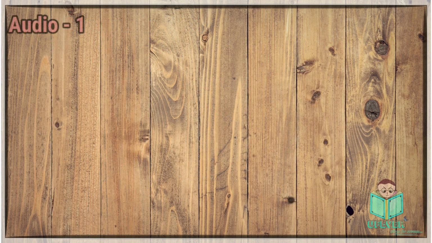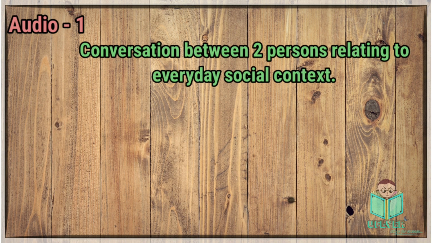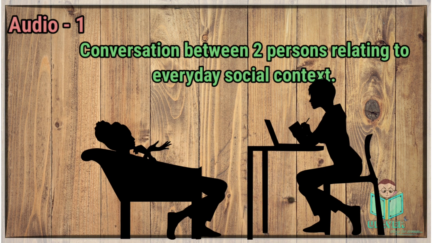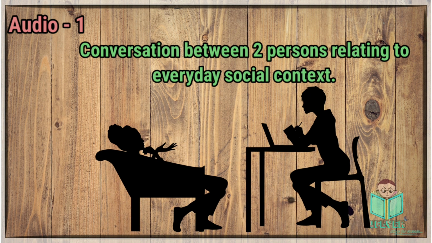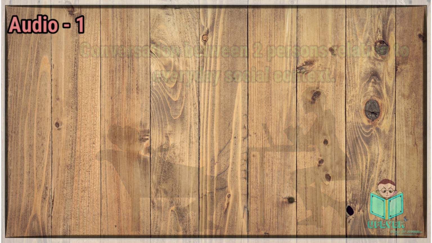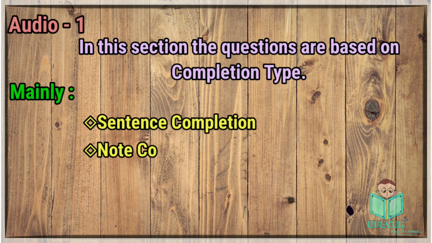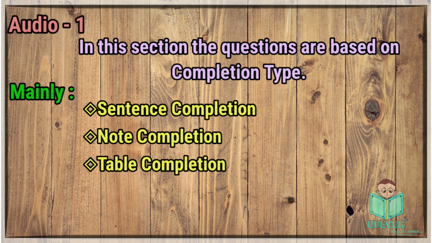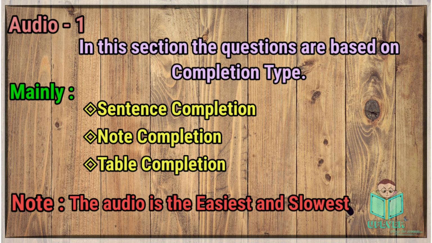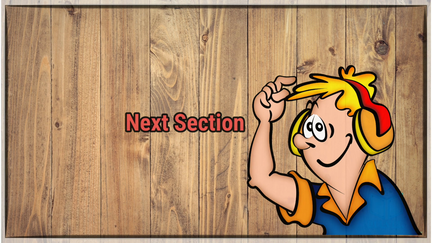Audio 1. It is a conversation between two persons relating to everyday social context. For example, between a travel agent and a customer, or a seller and a client, etc. In this section, the questions are based on completion type, mainly sentence, note, or table completion. Moreover, in this section, the audio is the easiest and slowest. Moving on to the next section.